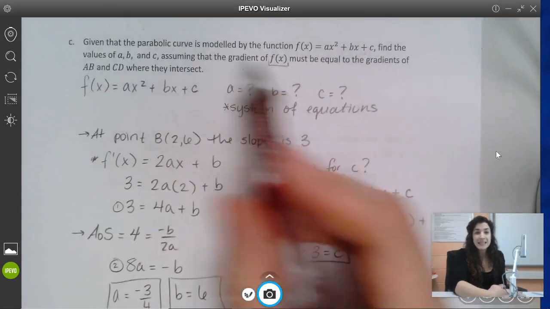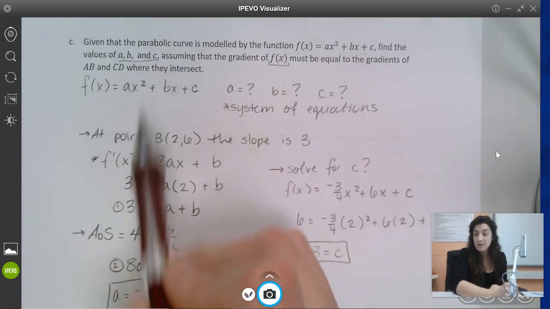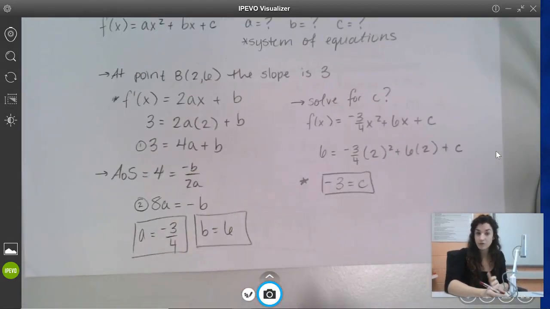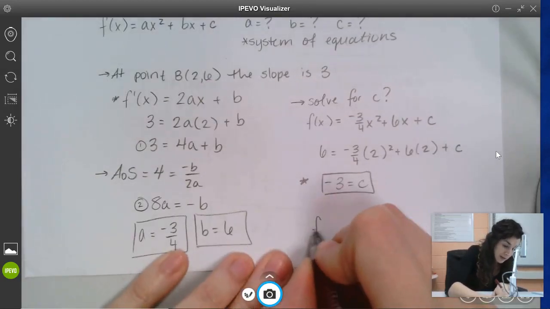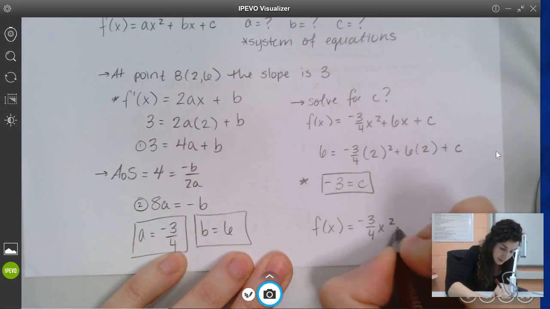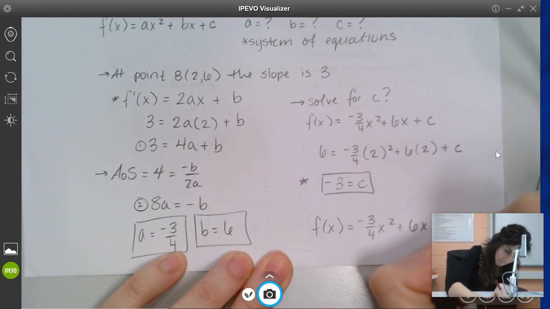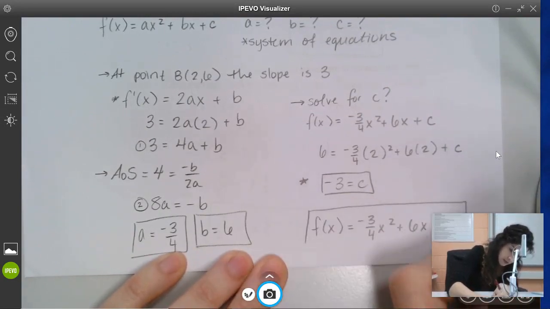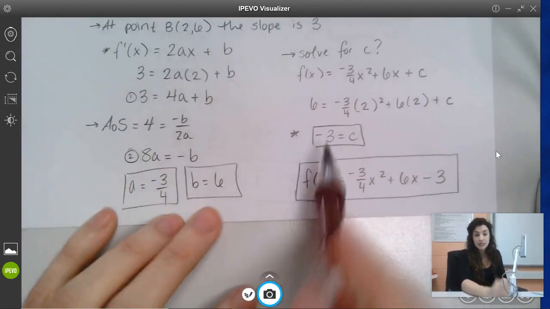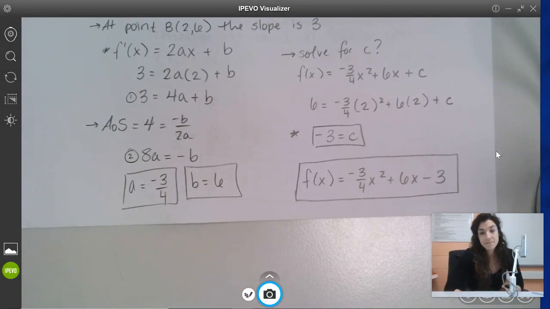And that's our answer. It does say find the values of a, b, and c, so leaving it as a, b, c equals is totally fine. I think it's also cool to go back and be like, oh, so the equation of this parabola is that. But you don't have to do that because it just asks you to solve for a, b, and c. Perfect. Good job today. That's it.